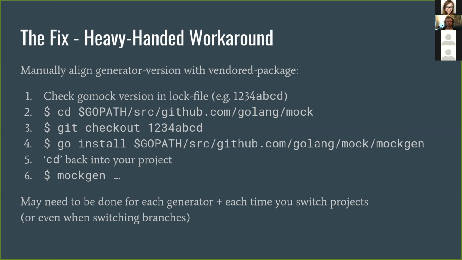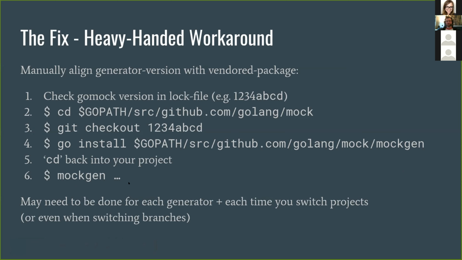If we have determined that, we now go into our GOPATH to the place where the mock repository resides. Now there we can do a git checkout of the version that we determined from the lock file. Then we run a go install because we need the binary of the mockgen package. Then we can go back to our project, and then we can call mockgen.